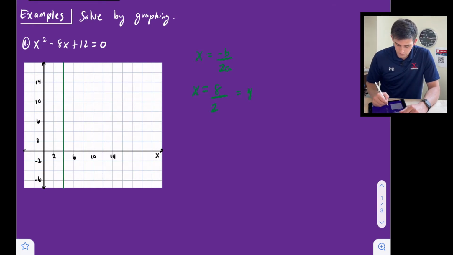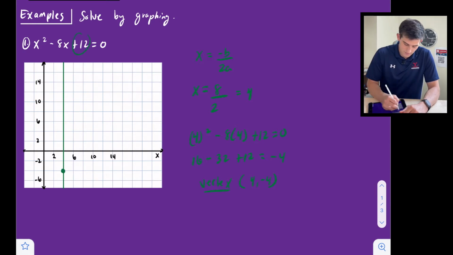And now let's use 4, and we're going to plug that in. So 4 squared minus 8 times 4 plus 12 equals 0. 16 minus 32 plus 12. And so we get negative 16 plus 12, which is negative 4. So that tells me my vertex is located at (4, -4). And we can put that right there.